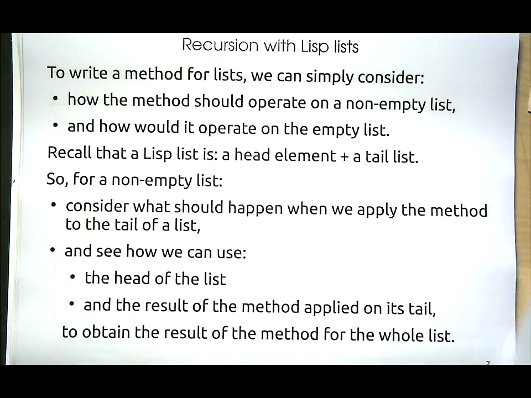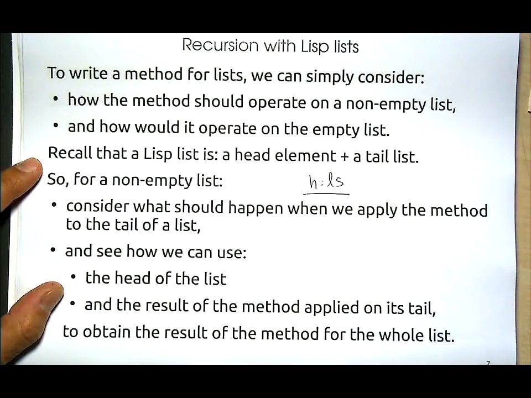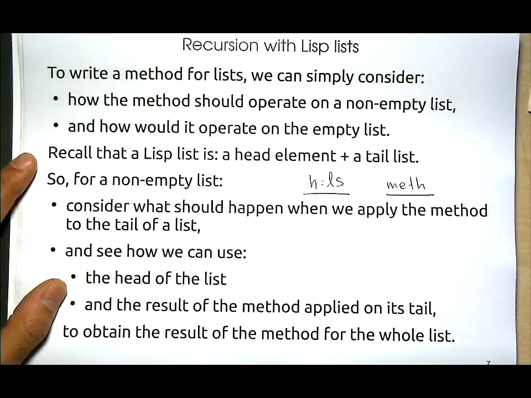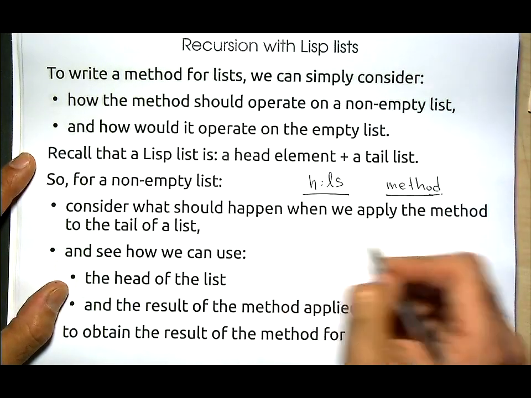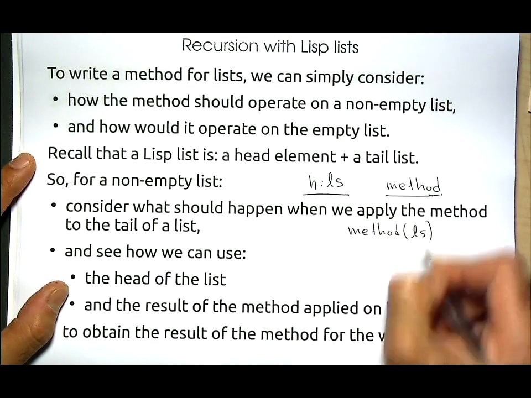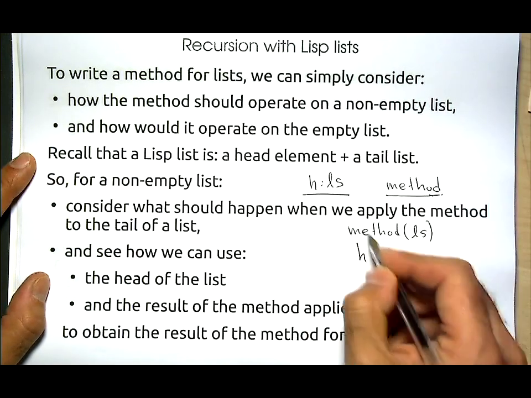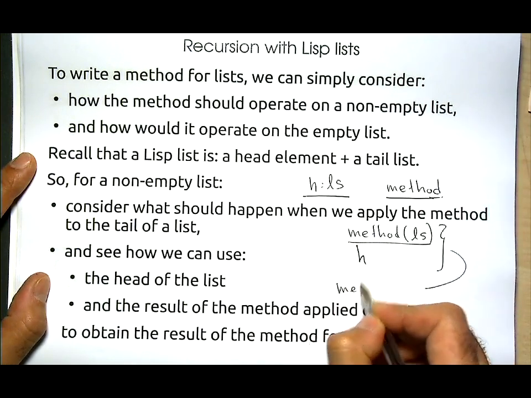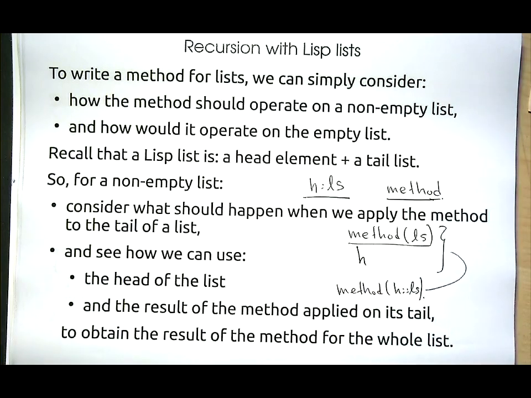Let's say a non-empty list is h followed by ls, and I want to define a method, let's call it method. Then I can say, what should happen if I call method on ls? And then how can I combine h and the result of this to get what the result of this one should be?